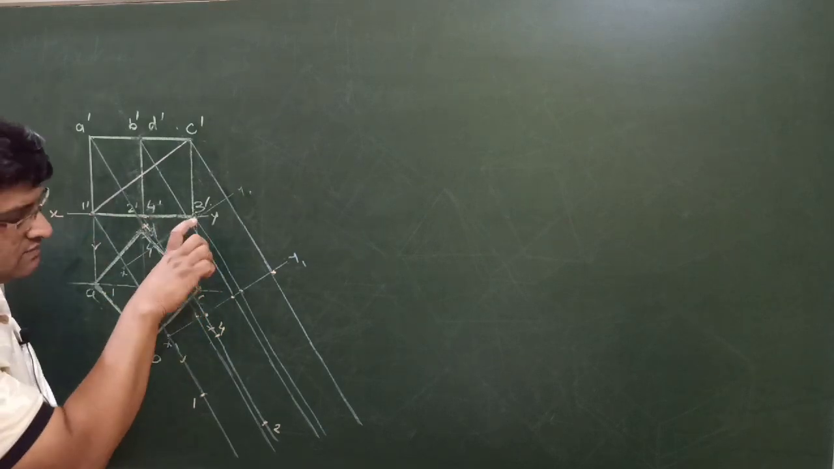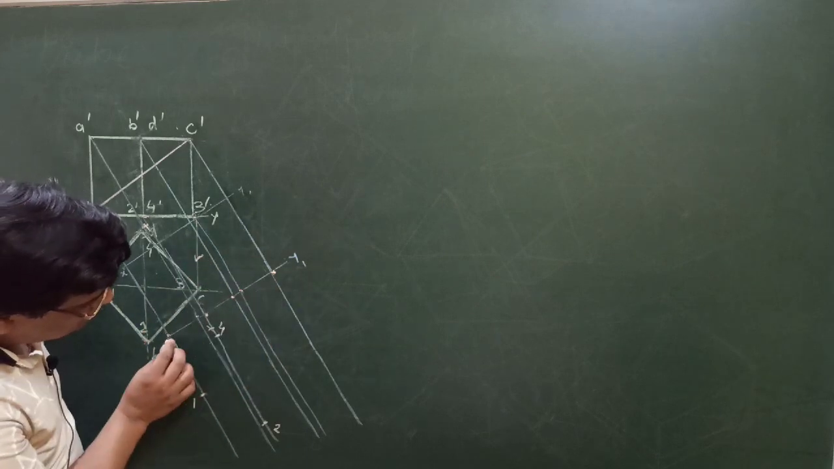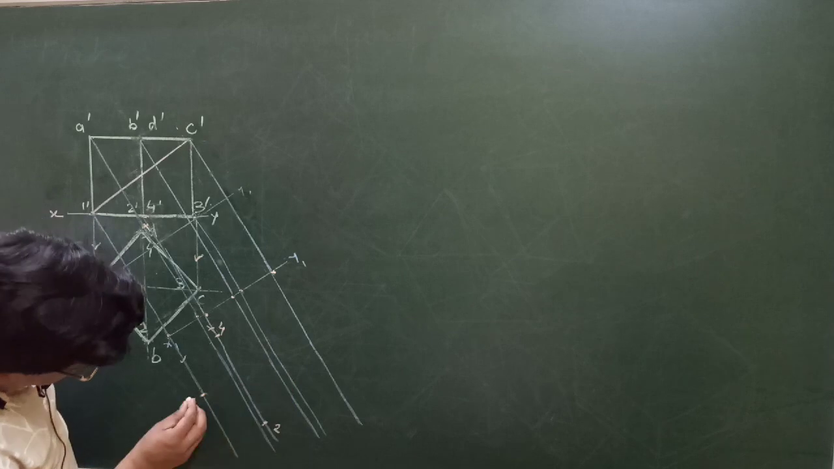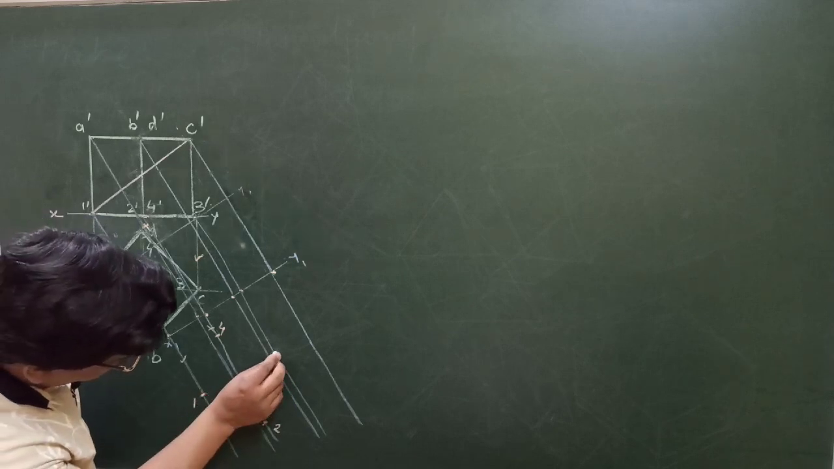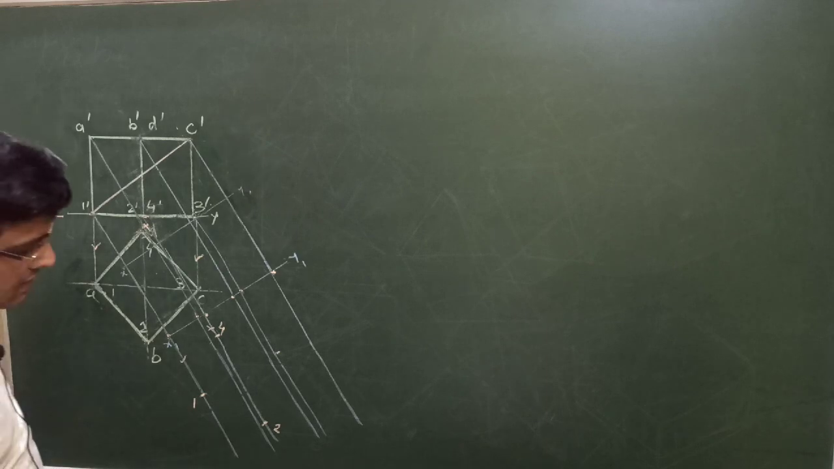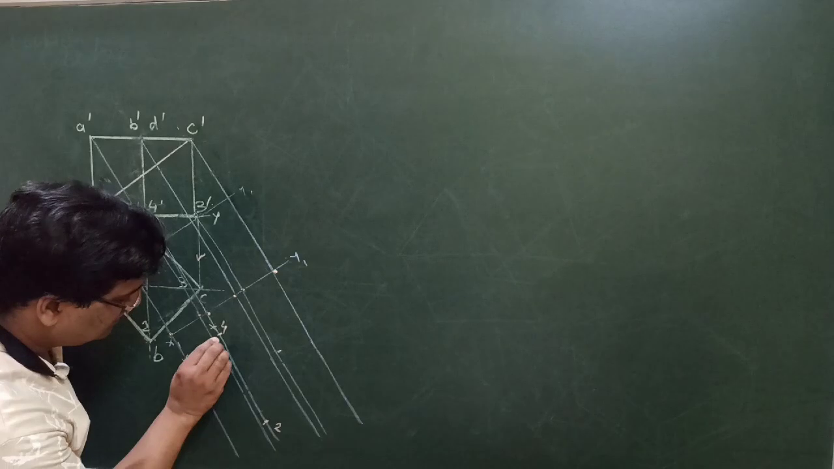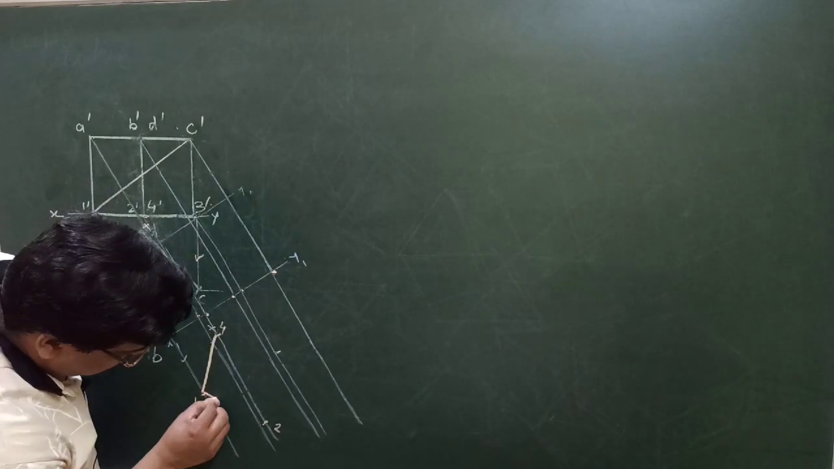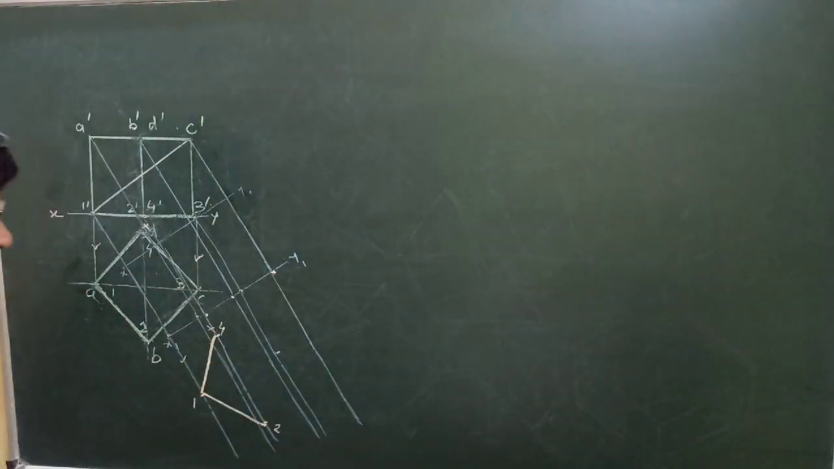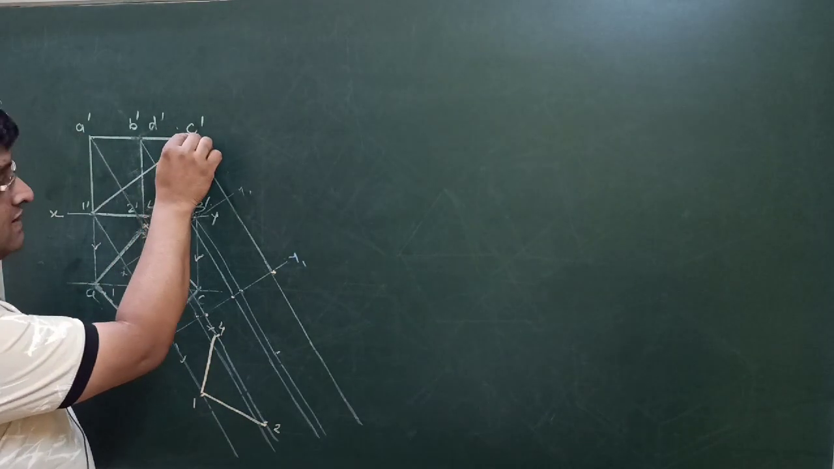So take this distance from here and cut on the perpendicular line on x1 y1 from there. So it will be around this point, right? Now you can join the extreme points like this. Now we have to take these 3 lines, top face.